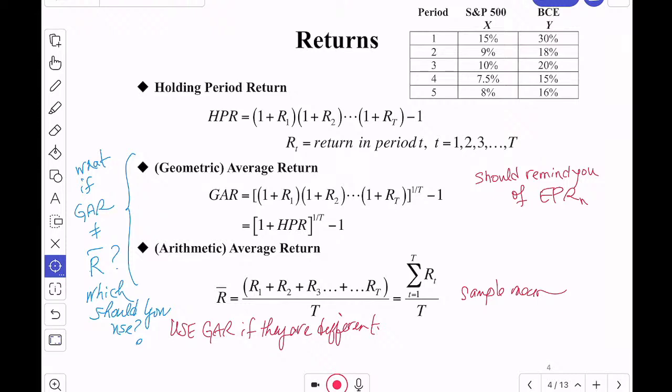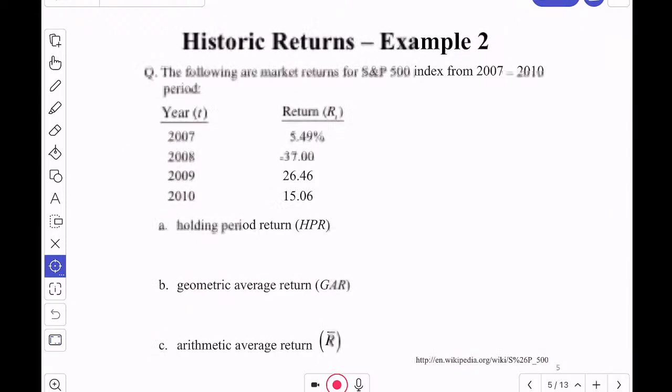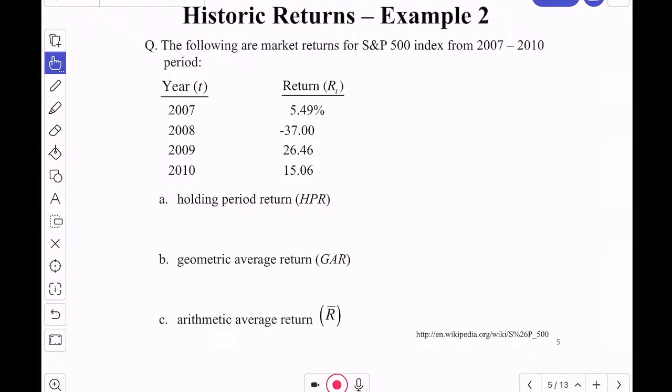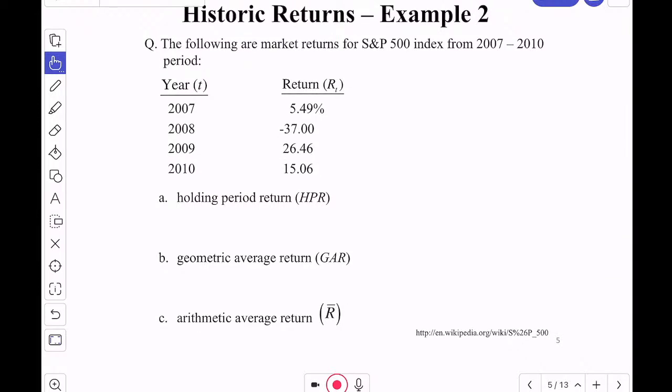Are you ready? Here are the returns over the very unstable period of 2007 to 2010, when the US market and worldwide markets crashed. So there was a stock market crash in 2008, and look here. These are the returns to the S&P 500. Horrible, right?